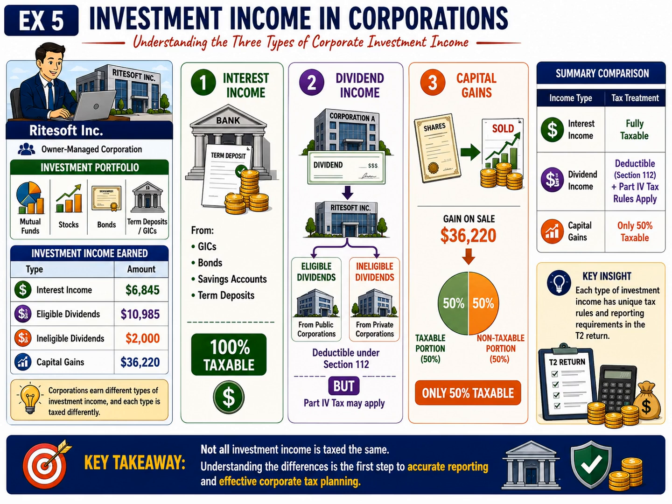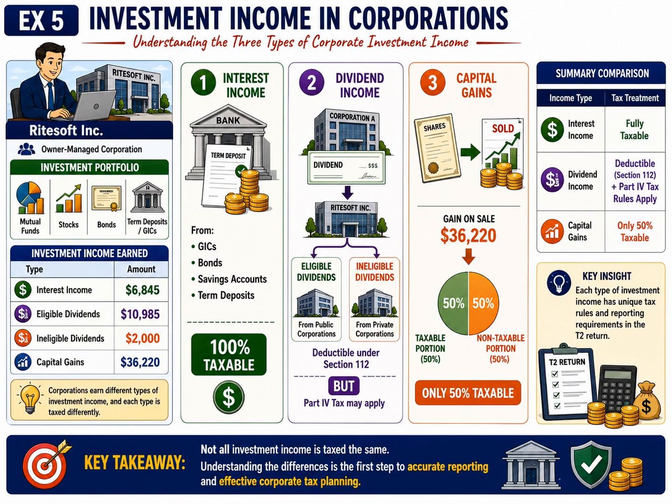Next, let's examine dividend income. Dividends are payments received from shares owned in other corporations. Canadian corporate tax law divides dividends into two categories: eligible dividends and ineligible dividends. Eligible dividends are generally received from public corporations or corporations that have paid tax at the higher general corporate tax rate. Ineligible dividends are more commonly received from private corporations that qualify for lower small business tax rates.